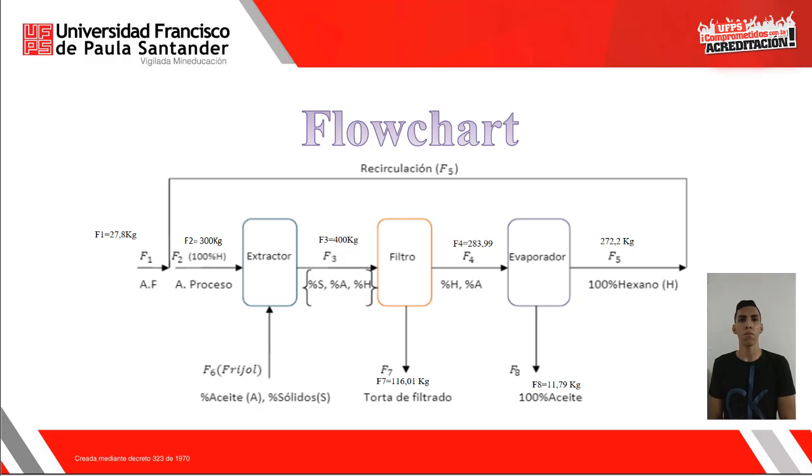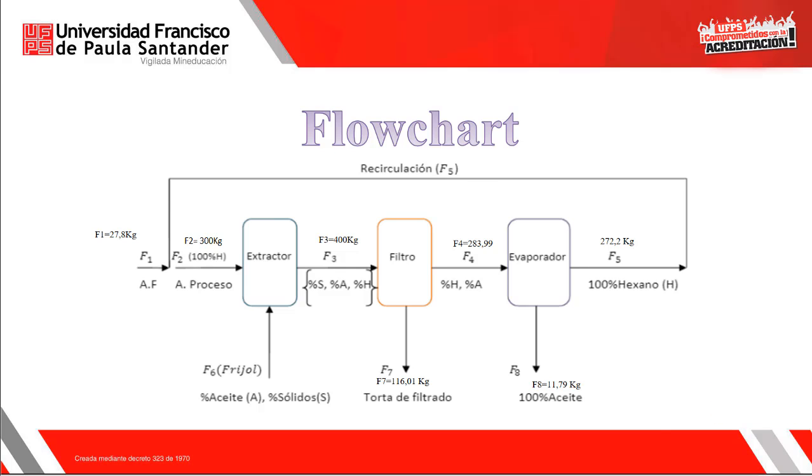A new stream comes out of the extractor that we call F3, which is composed of hexane, oil and solids, that passes to a filter where the filtered cake composed of solids, F7, is discarded and the liquid filtrate F4 enters an evaporator. Hexane leaves the evaporator in the form of gas, F5, which recirculates to the mixing point, and we obtain F8 as the final oil output.